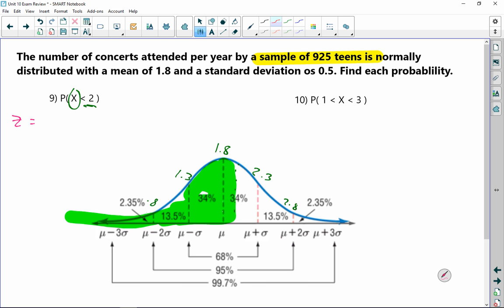Okay, so my x is going to be what? We don't know. Or, yeah, we do. I'm sorry. What's my x going to be? Well, do I know where it starts? Starts at 2, doesn't it? So can I use that in my z value? Yes. 2 goes there, minus my mean, which is 1.8, over my deviation, which is 0.5. Okay, somebody do that on your calculator real quick.